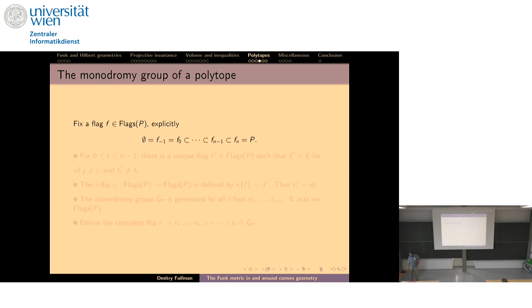Okay, so now we'll be talking about the second coefficient in the volume development. For this, I need to recall the notion of a monodromy of a polytope. When you have a flag and you fix some index i, then there is exactly one other flag in your polytope which coincides with this flag except at i, right? It would be helpful for me to draw a cube. I will draw a cube.